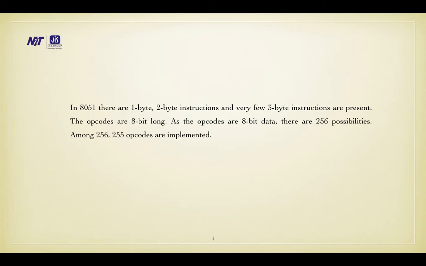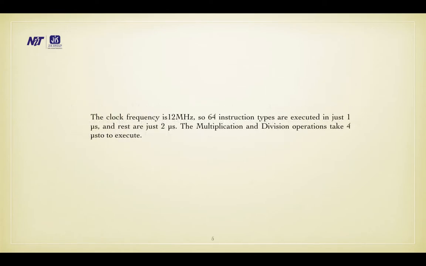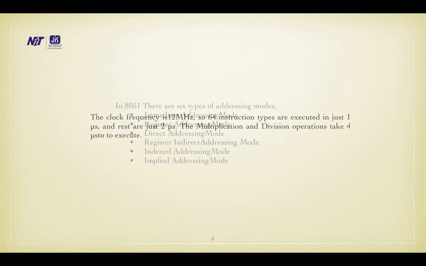In 8051, there are 1 byte, 2 byte instructions and very few 3 byte instructions are present. The opcodes are 8-bit long. As the opcodes are 8-bit data, there are 256 possibilities. Among 256, 255 opcodes are implemented. The clock frequency is 12 MHz, so 64 instruction types are executed in just 1 microsecond, and the rest take 2 microseconds. The multiplication and division operation take 4 microseconds to execute.